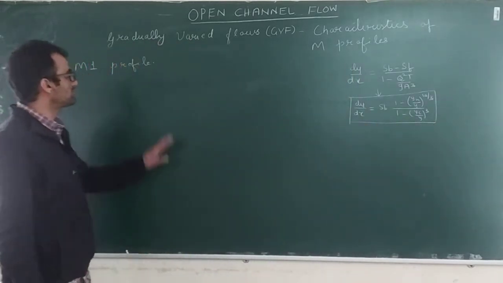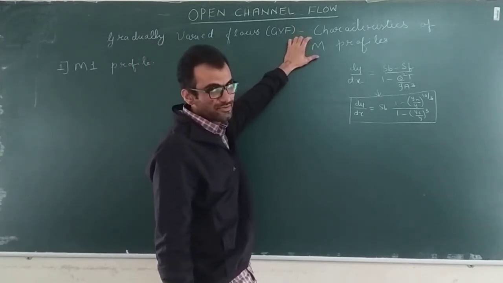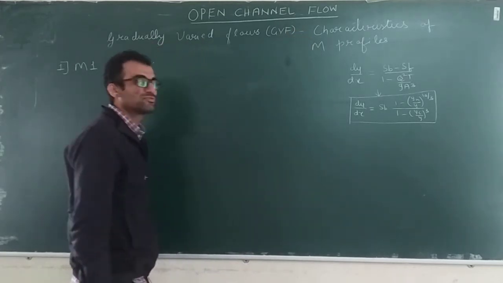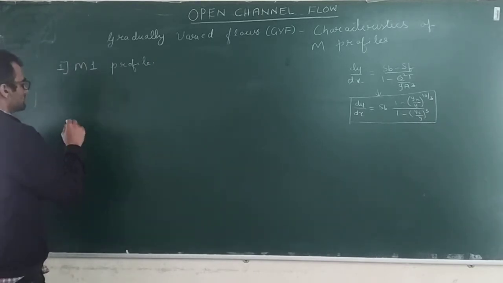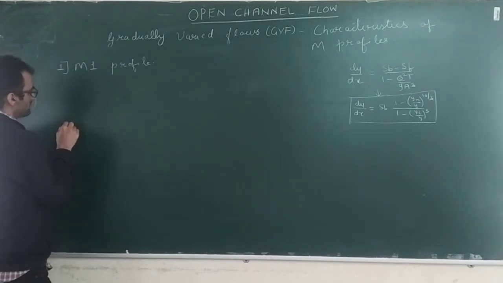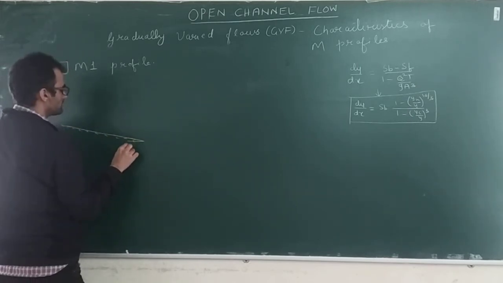In today's lecture we will study the characteristics of especially M profiles: M1, M2 and M3. First we will see the M1 profile. Now the M1 profile takes place on a mild slope channel, as we have seen last time. Suppose you have a mild channel, mild slope.